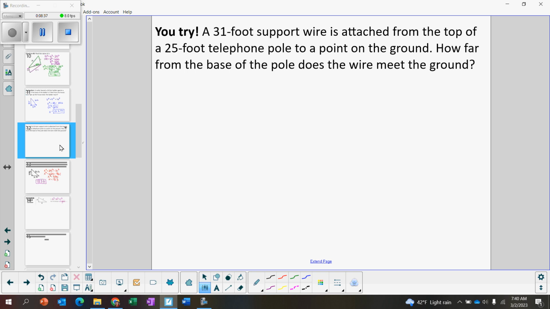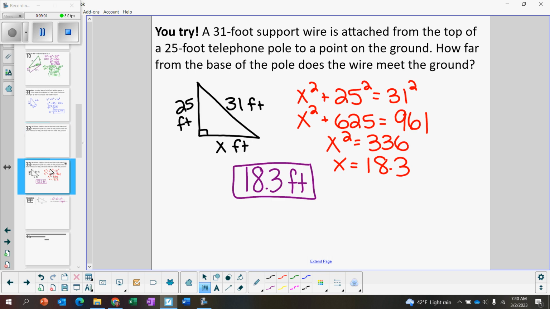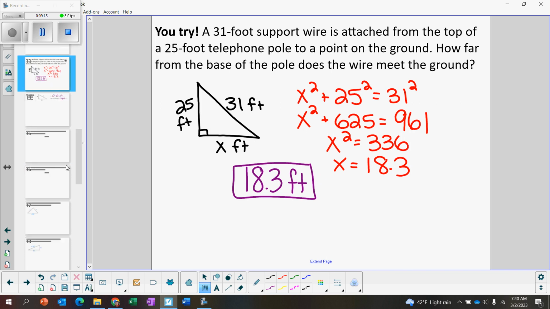So you're going to try the next one. Same idea. We have a 31-foot support wire attached from the top of a 25-foot telephone pole to a point on the ground. How far from the base of the pole does the wire meet the ground? Pause. When you're ready to see the answer, hit play. All right, so the wire was 31 feet, the pole was 25 feet, and we're looking for how far on the ground it was away. So x squared plus 25 squared equals 31 squared. We get about 18.3. So that's 18.3 feet.